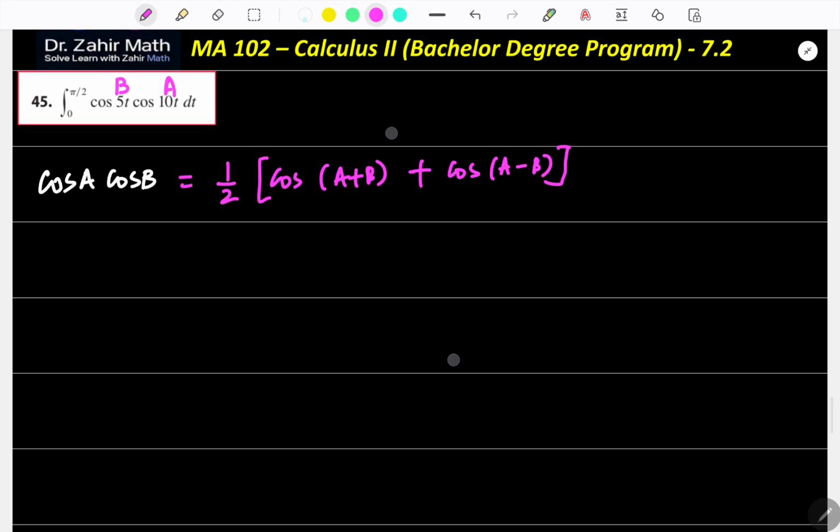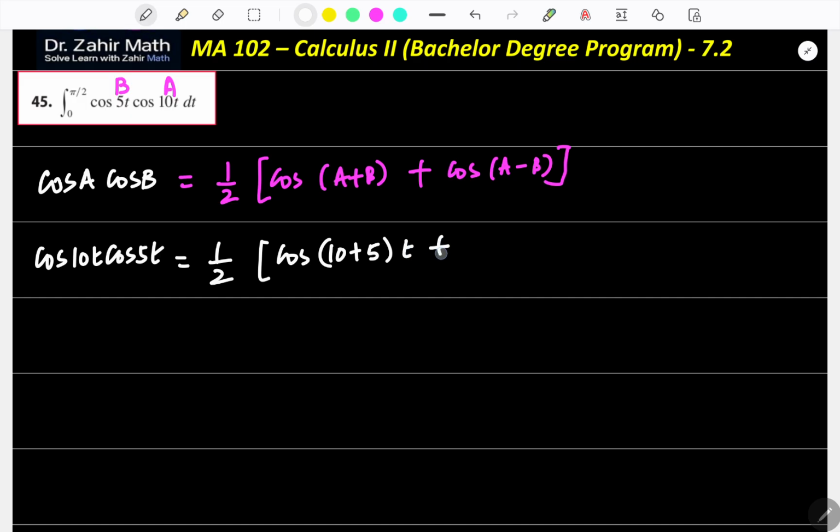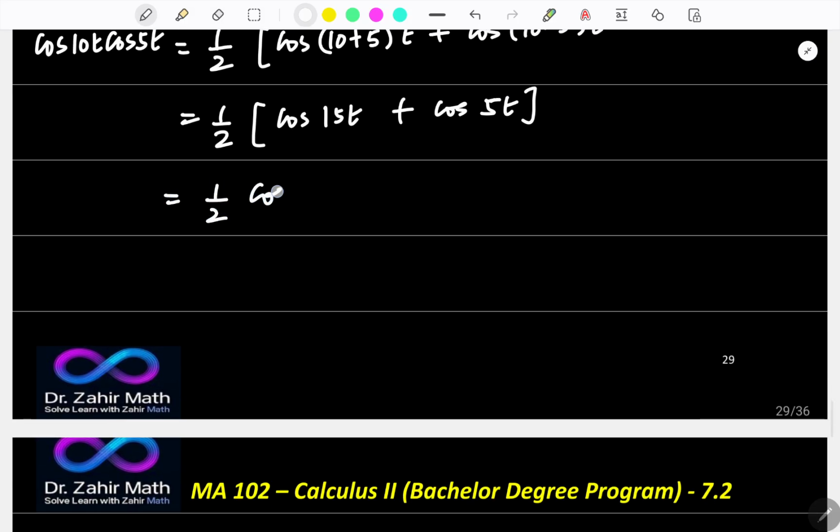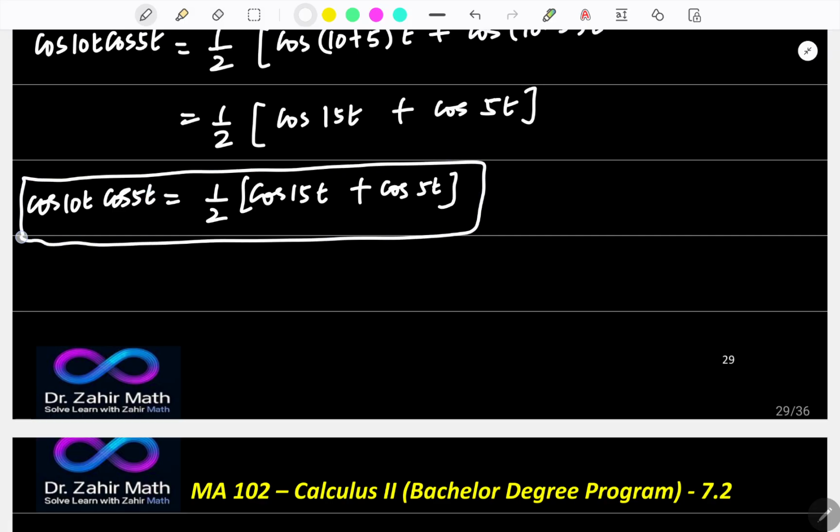Okay. So this equals half times, this is cos 10t and cos 5t. A, B: 10t and 5t. So this is cos 10 plus 5, 10t plus 5t, and then plus cos 10t minus 5t. This is half times cos 15t plus cos 5t, which is equal to cos 10t cos 5t. So this is equal to this.